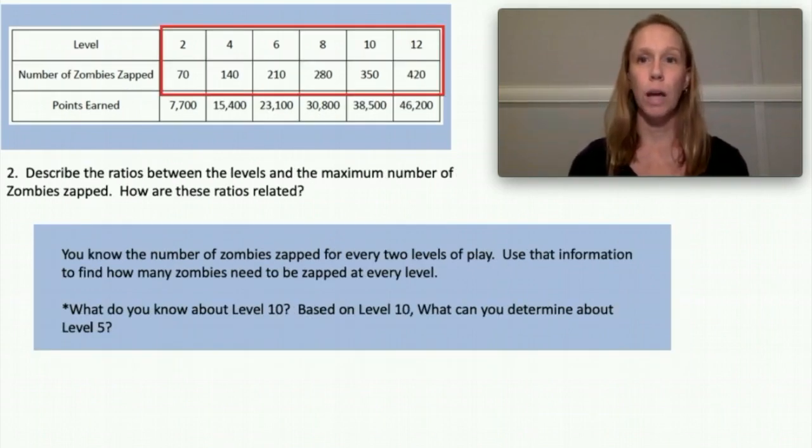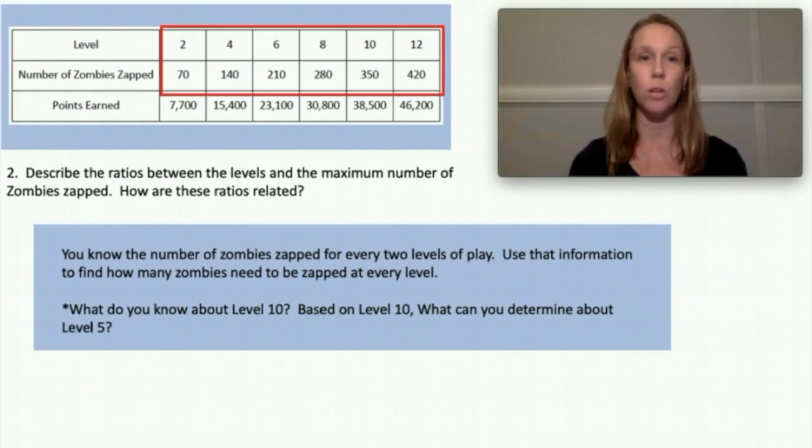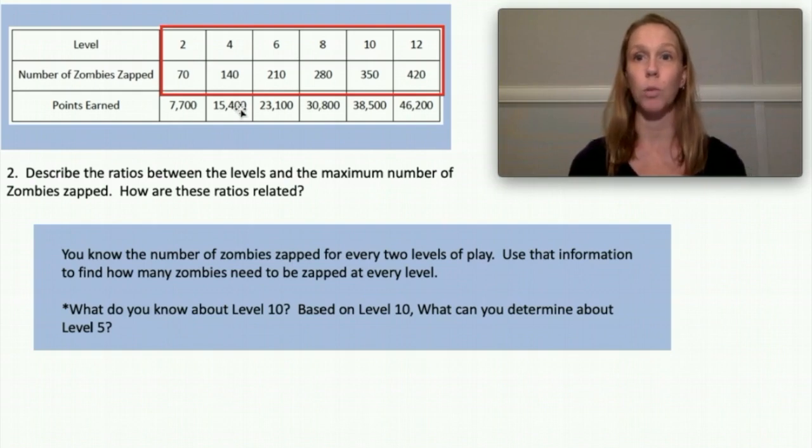Now for number 2, I went ahead and included the table completely filled out. So some of the relationships you might have seen were that the levels were increasing by 2 each time. The number of zombies zapped were increasing by 70 each time, and the number of points earned increased by 7,700 each time. So those were your constant rates of change in the table. You may have found other relationships or patterns in the levels to the points earned, and maybe the number of zombies zapped to the points earned. And we're going to explore those a little more in the next few questions.